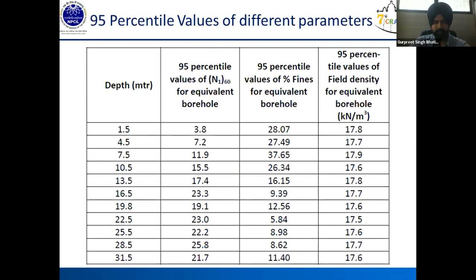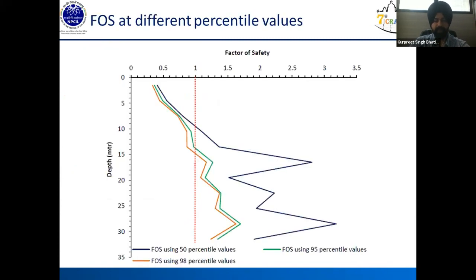And using these values, we will input it into our empirical relationship, and we will derive the factor of safety for liquefaction. So we have done it using three kinds of functions: the 50 percentile values, 95 percentile values and 98 percentile values. And this comes out to be our liquefaction depth. Using the 95 percentile value, it comes around 14 meters, while using the average analysis, it was coming around 12 meters.